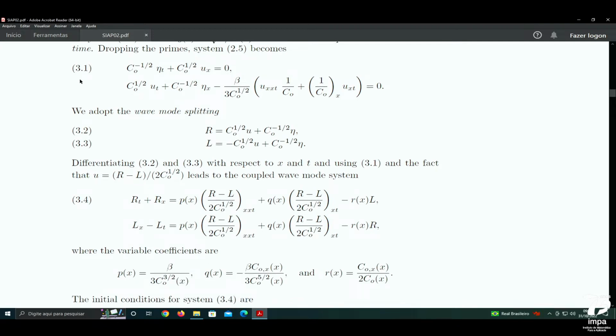Look at equation 3.4, let's do the first exercise. Don't check the details of the coefficients. It doesn't matter. So we have variable coefficients. If beta is equal to 0, you see, if I have no dispersion, P and Q are equal to 0. So forget P and Q. And if I have a variable speed, little r is a variable coefficient, and little r is called the reflectivity.